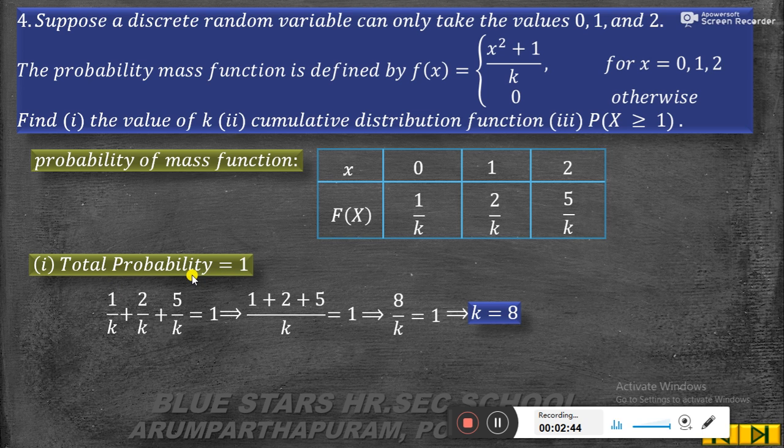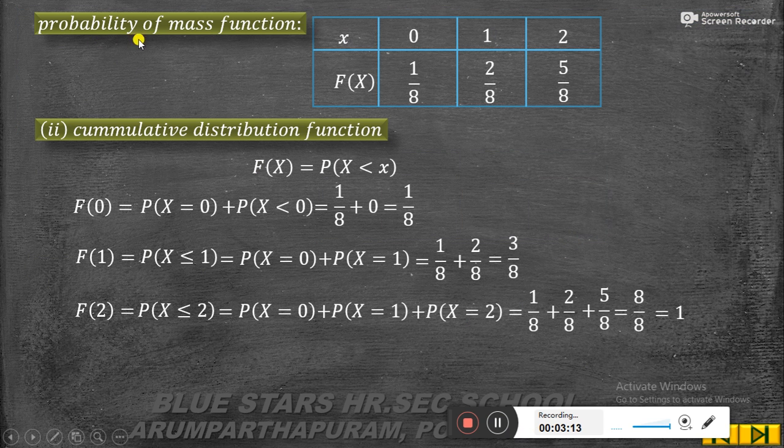In any discrete random variable problem where they ask about k, you just take the condition that the total probability equals 1. So 1 by k plus 2 by k plus 5 by k equal to 1. Adding, 5 by k plus 2 by k is 7 by k, plus 1 by k is 8 by k. 8 by k equal to 1 means k equal to 8. In the next step we substitute the k value: 1 by 8, 2 by 8, 5 by 8.